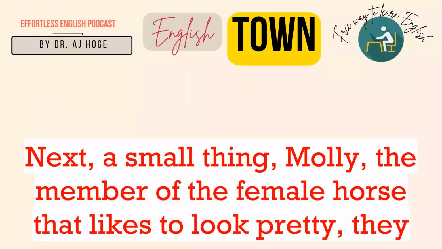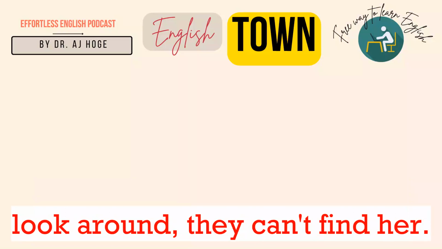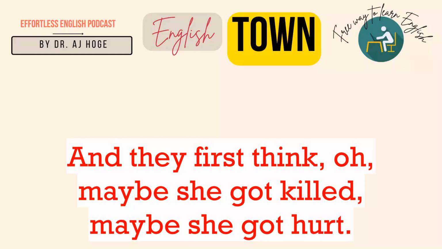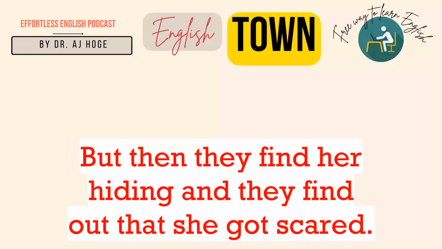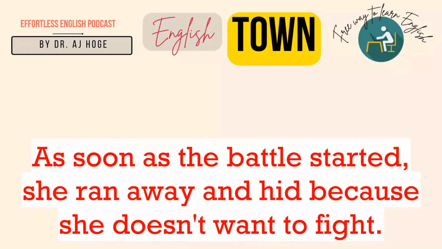Next, a kind of small thing, Molly, remember the female horse that likes to look pretty? They look around, they can't find her. And first they think, oh, maybe she got killed, maybe she got hurt. But then they find her hiding. And they find out that she got scared. As soon as the battle started, she ran away and hid. Because she doesn't want to fight.